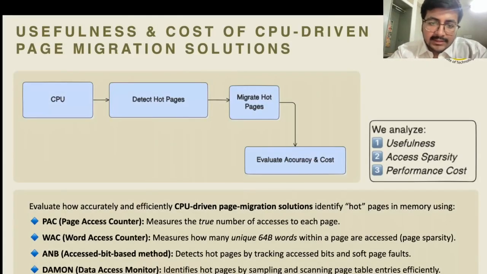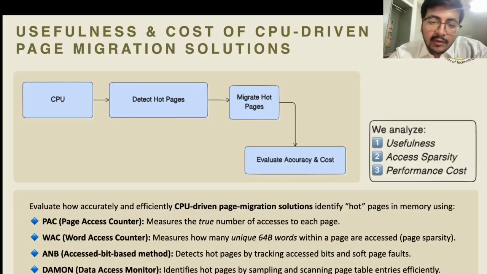Now let's discuss the usefulness and cost of CPU-driven page migration solutions. Page migration helps move frequently accessed pages from slow memory like CXL to fast memory for better performance. Here the CPU is responsible for detecting those hot pages.